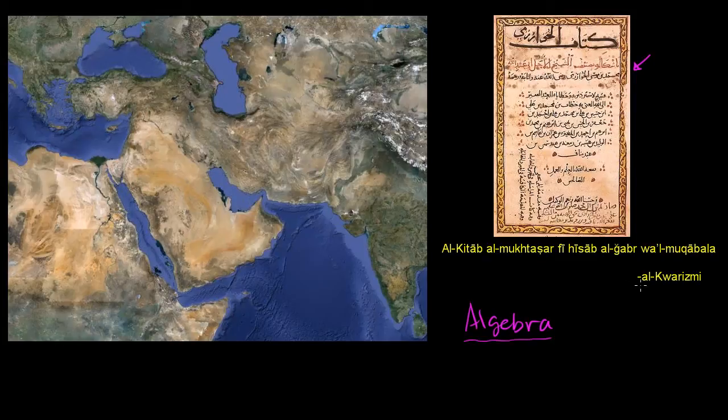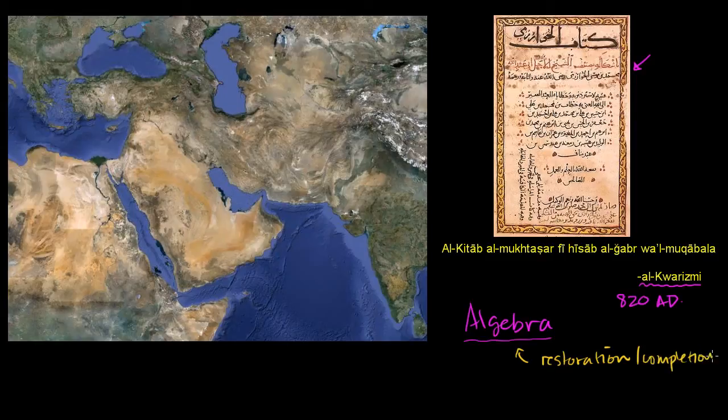It was written by a Persian mathematician who lived in Baghdad in, I believe, the 8th or 9th century. I believe it was actually 820 AD when he wrote this book. And algebra is the Arabic word, here's the title that he gave to it, which is the Arabic title. Algebra means restoration or completion.